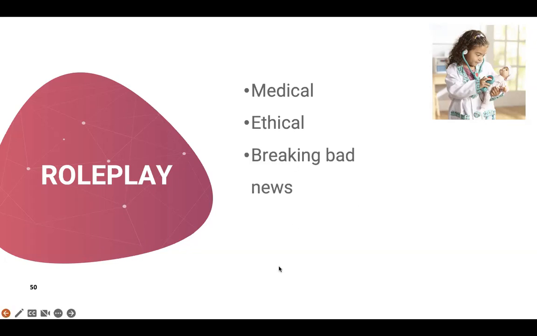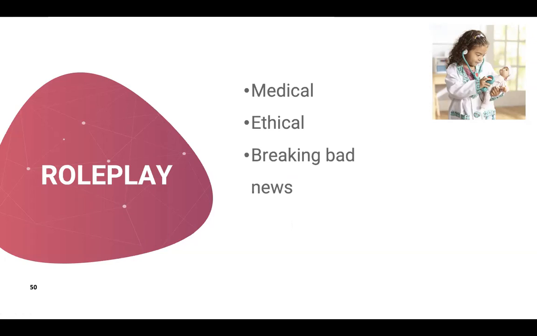So yeah, breaking bad news. They could be really mean and ask you to break the bad news of a cancer diagnosis to someone. That is a really hard one, but they may ask you to do it. The model I like to use is called SPIKES, for breaking bad news.